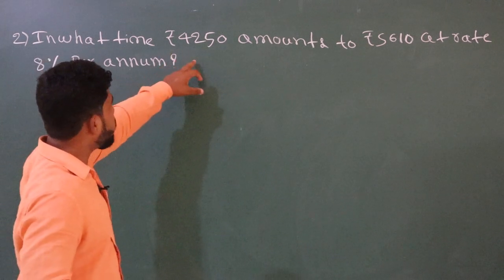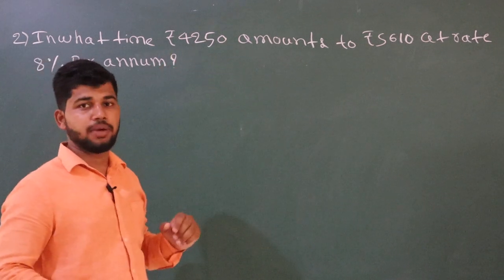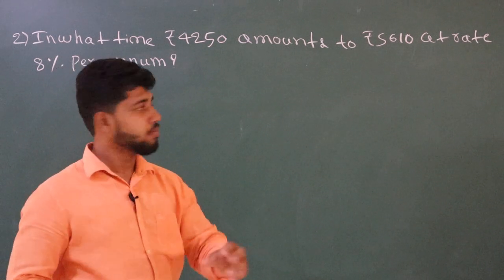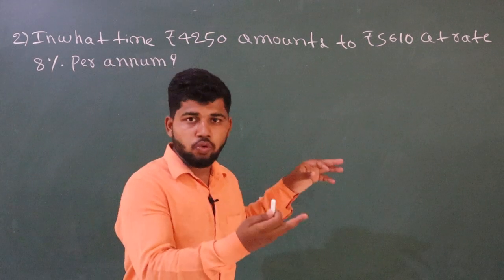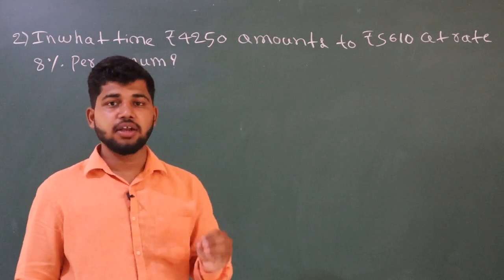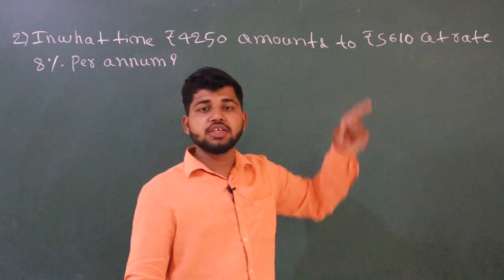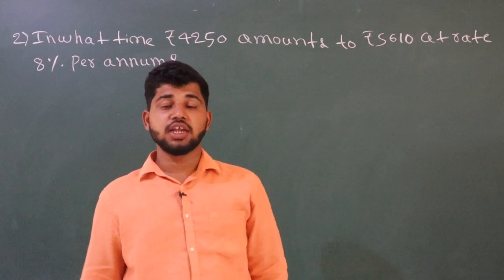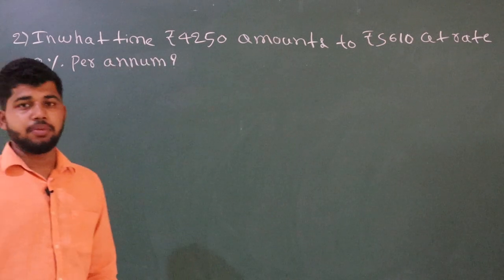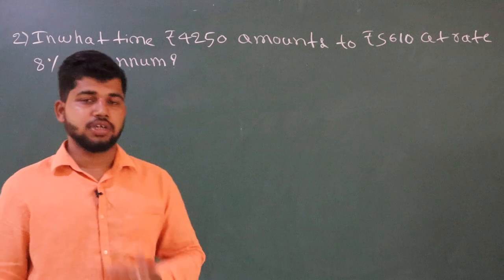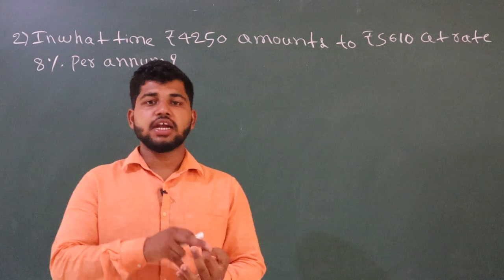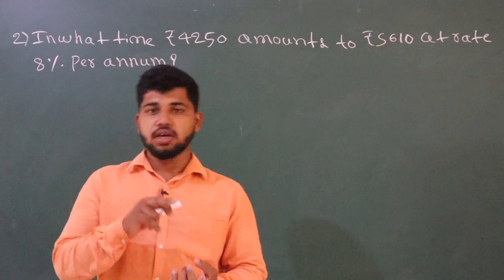Rupees 4,250 is the principal. It amounts to rupees 5,610, that means 5,610 is the amount, at the rate of 8% per annum, that means the rate of interest is equal to 8%. They have given the principal, the amount, and the rate of interest. They ask us to find the time.